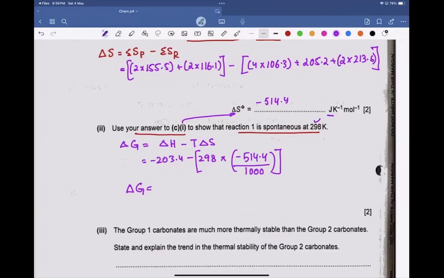Okay, Maham. So it's minus 50.108. So it is going to be minus 50.1 kilojoule per mole. See that it's negative, which shows that it's spontaneous.